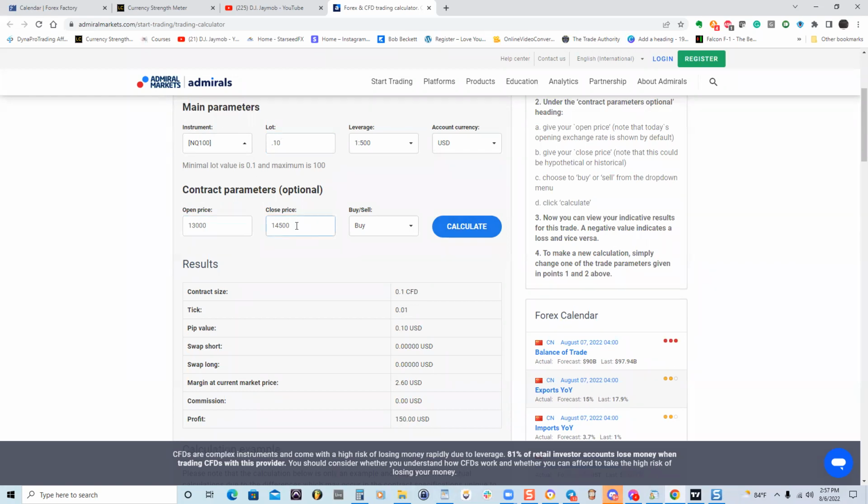I think it's showing up different because when you do NAS and stuff like that, they go by points. When you're doing currency pairs, they go by ticks. Like 100 ticks would be 10 pips. So it's different when they count them like that.